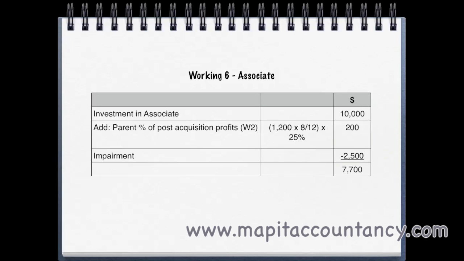So the amount for the associate on our statement of financial position will be 7,700 or 7.7 million. And we'll also need to bring in both the post-acquisition profits of 200 for the associate in our working 5 and the impairment of 2,500. So now we've done everything that we need to for our working 5, we can finish it off. So go through all the rest of the workings and see all of the things we have to bring into working 5, as well as these 2 items for the associate, and see if you can finish off that working.